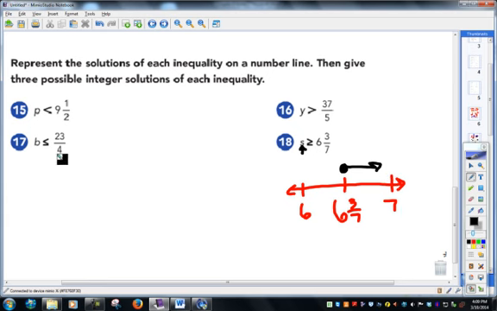The fractions don't make it any harder. You just kind of got to have a different way of thinking about it, I guess, a little bit. Okay, so that's it.